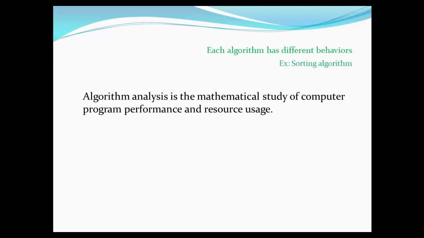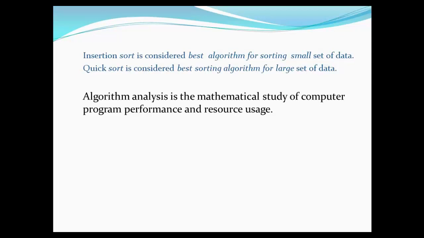The most classic example is sorting algorithms, as we have different sorting algorithms. Suppose you want to deal with some data to be sorted. So if you know that insertion sort is considered best algorithm for sorting small set of data and quick sort is considered best algorithm for large set of data, your task will be easier. So now it is clear that algorithms are selected based on efficiency.